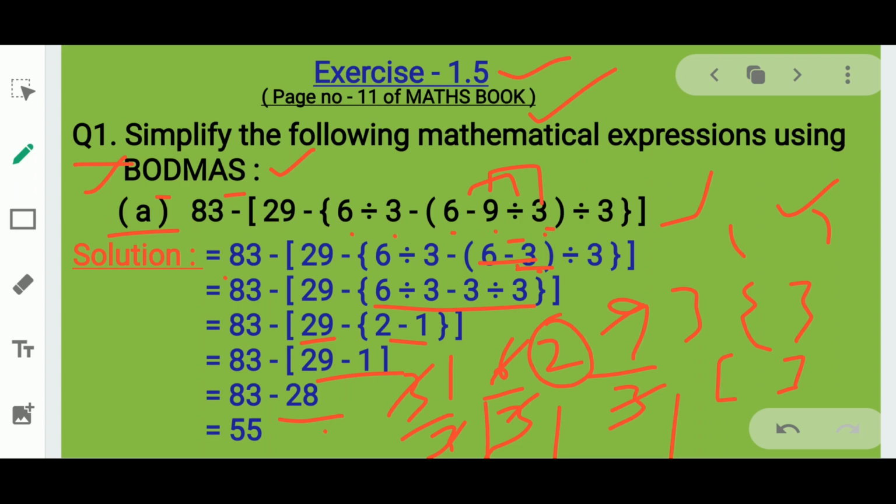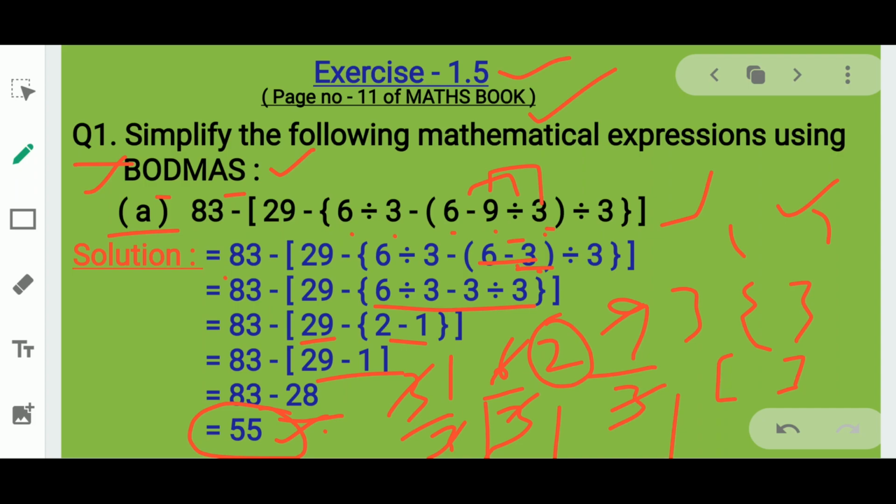The first one, 83, is a positive integer and the second one, 28, is a negative integer. We directly subtract and we get 55, because 83 is a larger number than 28, and it has a positive sign. So our final answer will be 55.